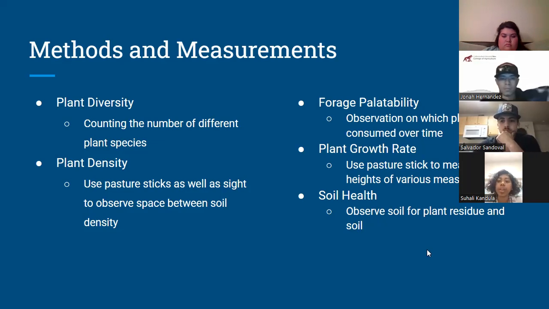For plant growth rate, we used our pasture stick to measure the heights of various plants, as well as seeing how all the different plants grew over time versus not, and to see how often they were grazed down as well. And for soil health, we made sure to keep an eye out for plant residue and manure, among other things, to see how well everything would decompose into the soil below.